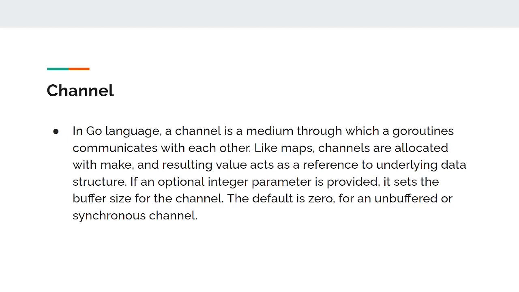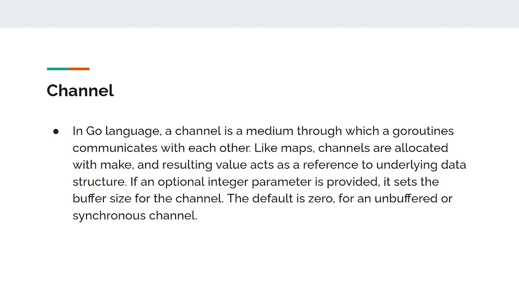Like maps, channels are allocated with the make keyword, and the resulting value acts as a reference to the underlying data structure. And if an optional integer parameter is provided, it sets the buffer size for the channel. The default is 0 for an unbuffered channel or synchronous channel. So we can declare a channel with size 0 by default.